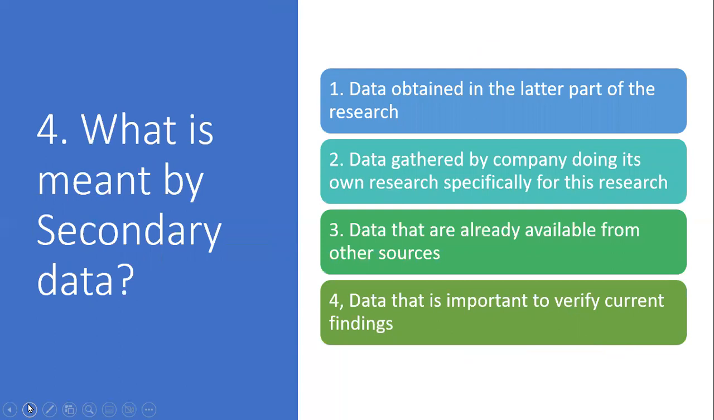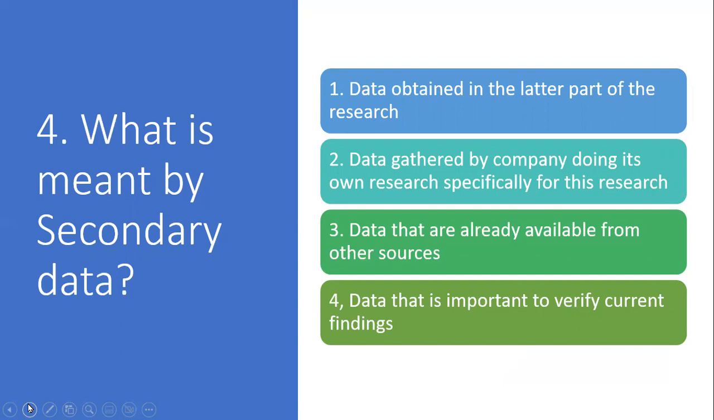Fourth question, what is meant by secondary data then? Number 1, data obtained in the latter part of the research. Second answer, data gathered by the company doing its own research specifically for this research. Third answer, data that are already available from other sources. Fourth answer, data that is important to verify current findings. So the most appropriate answer is data that are already available from other sources.